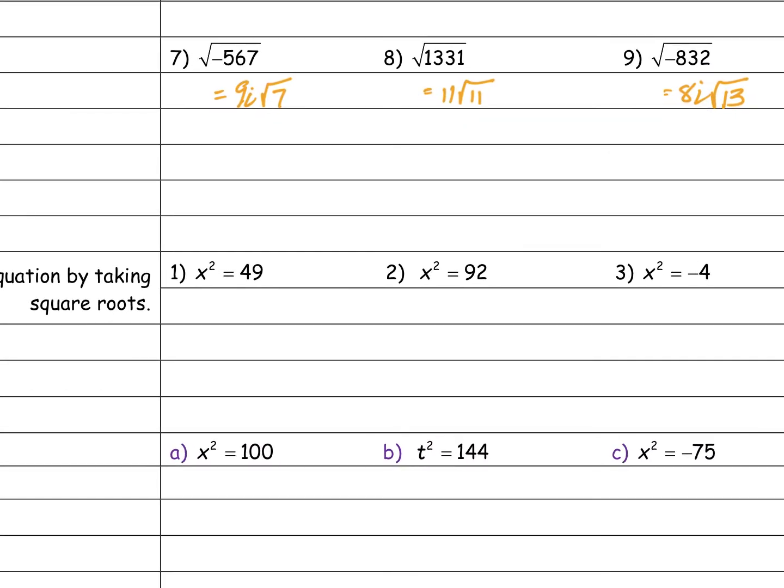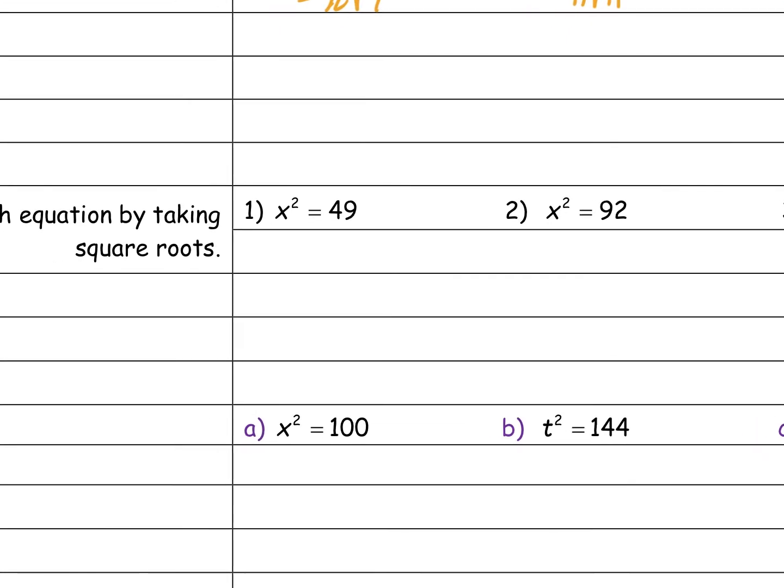So how do I solve? How do I get rid of the x squared? Well, I do the square root of it, right? And if I square root one side, I have to square root the other. So x is going to equal what? What is the square root of 49?